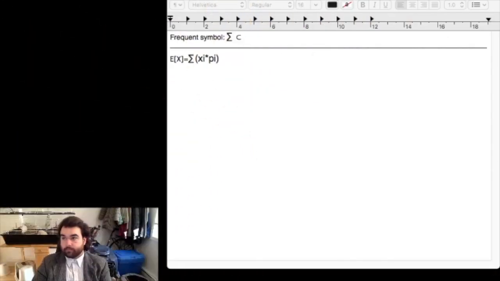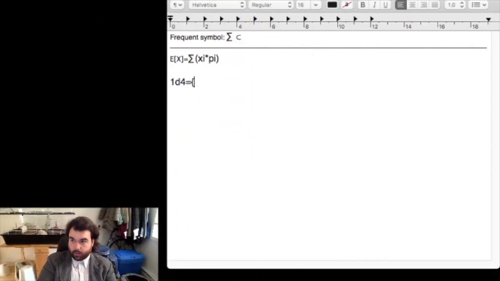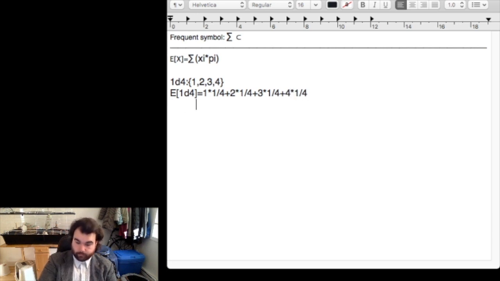To start with simplicity, let's look at the case of a single d4. A single d4 can result in 1, 2, 3, or 4. So the expected value of 1d4 is going to be 1 times 1 fourth plus 2 times 1 fourth plus 3 times 1 fourth plus 4 times 1 fourth. We have 0.25 plus 0.5 plus 0.75 plus 1.